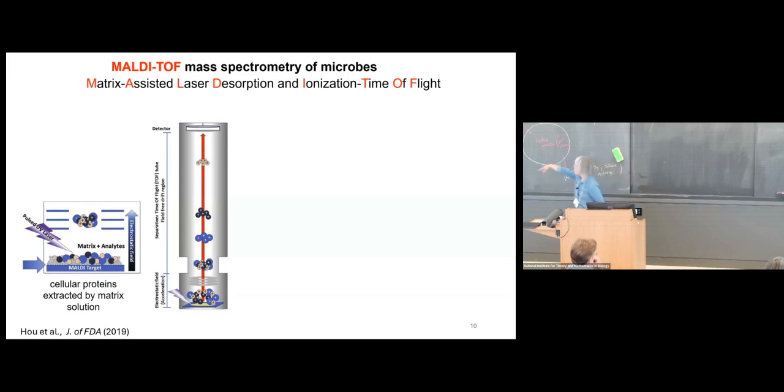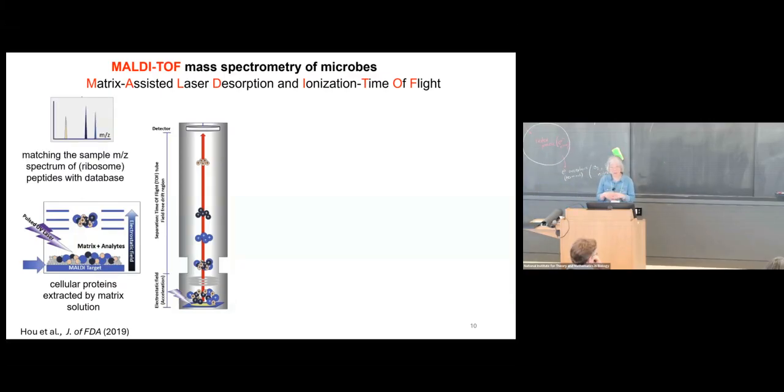At the second stage, there's no electric field anymore, so the ions are drifting. There's a detector at the end. Any ions that have a small mass to charge ratio will fly first and reach the detector first, and the other ones will reach later. So then you get a spectrum, called the m/z spectrum. This is matched with a library, a database of known signatures, so then we can identify microbes.